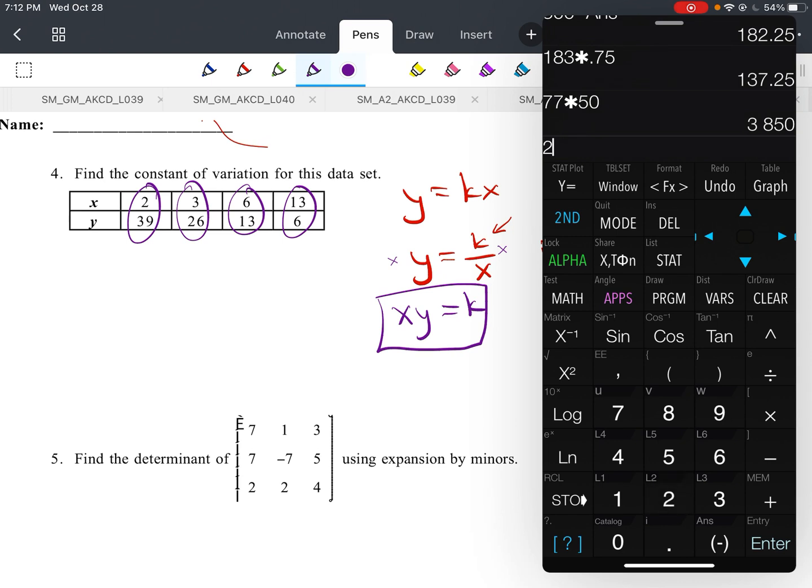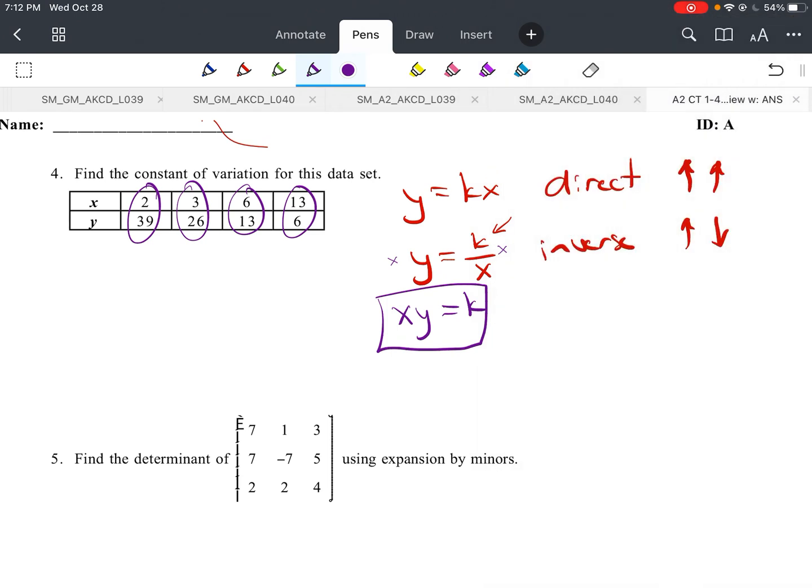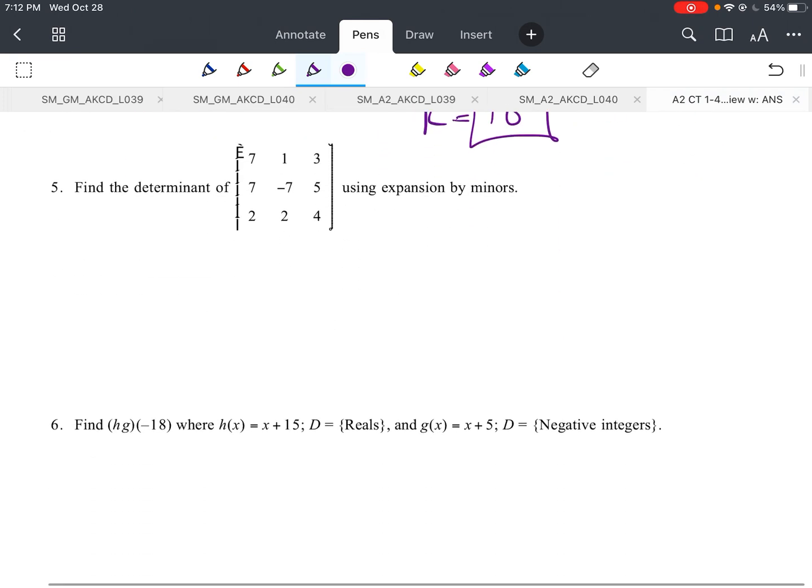So 2 times 39 is 78. 26 times 3, 78. 6 times 13, 78. So what is k? k equals 78. This is your constant of variation, and it's an inverse variation. That's the key on this one. Notice the inverse: one goes up, the other goes down.